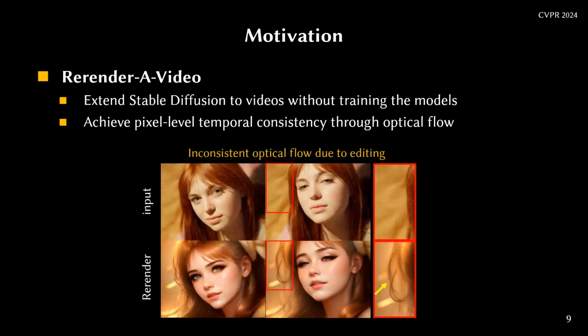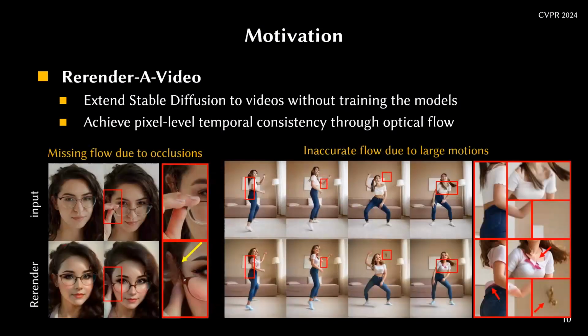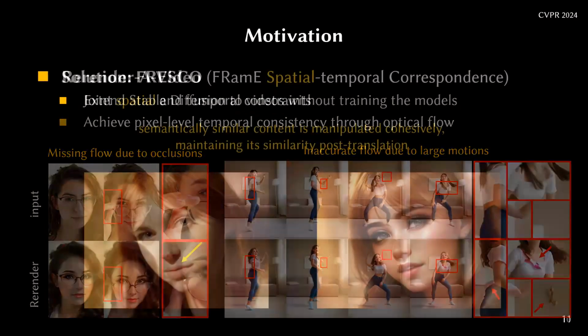For example, changes in optical flow during manipulation may result in inconsistent guidance, leading to issues such as parts of the foreground appearing in stationary background areas without proper foreground movement. In areas where occlusion or rapid motion hinders optical flow estimation, the resulting constraints are insufficient, leading to distortions.